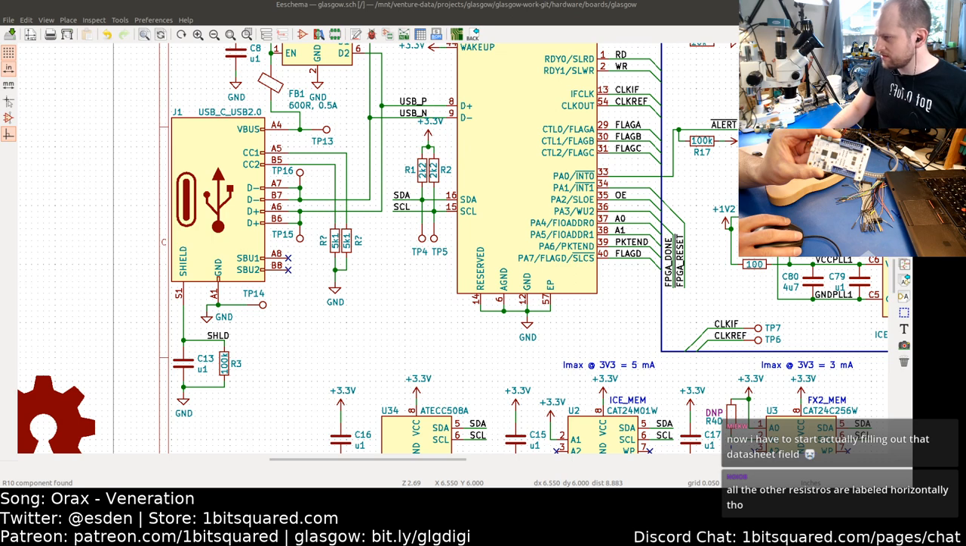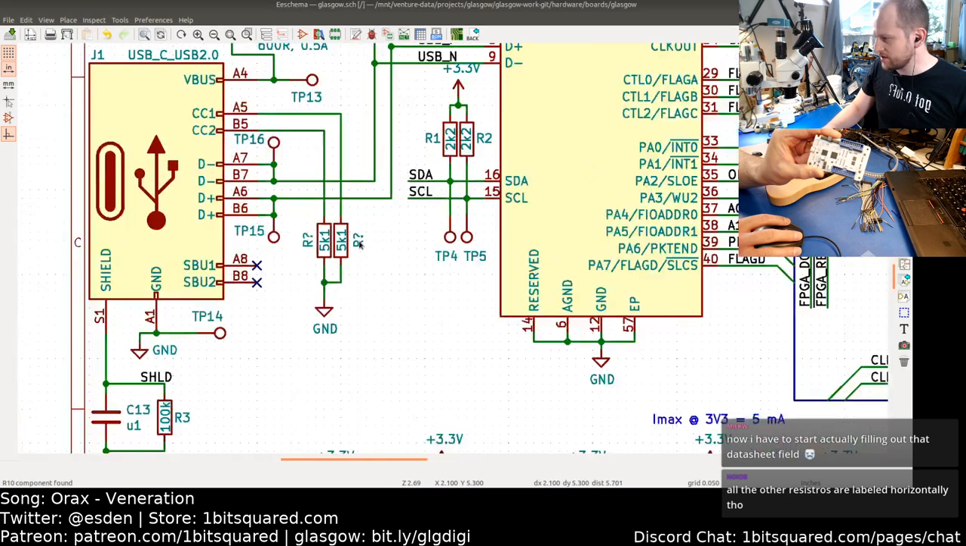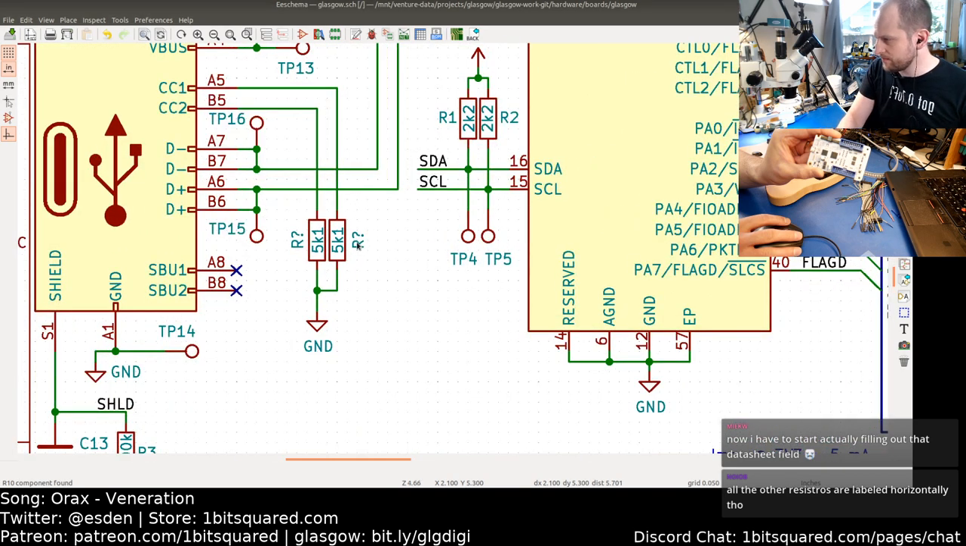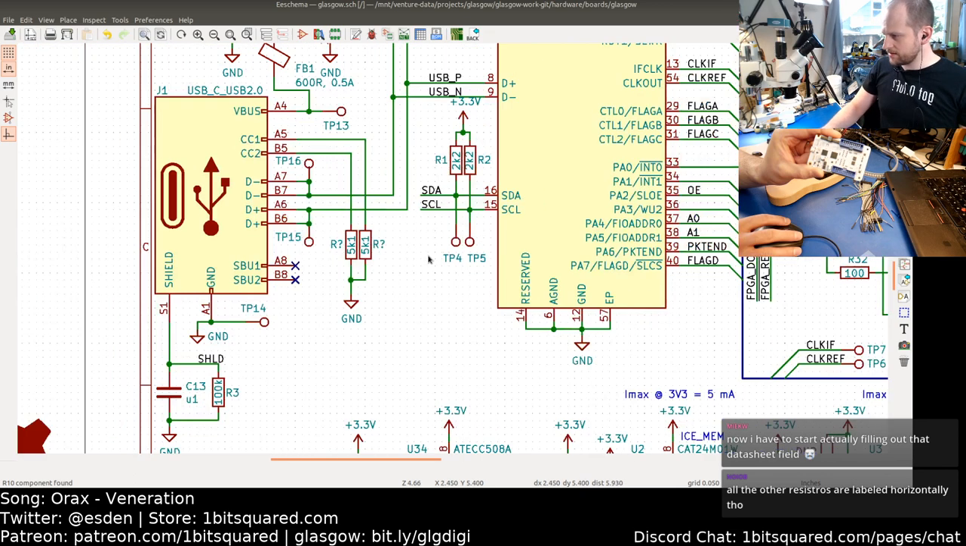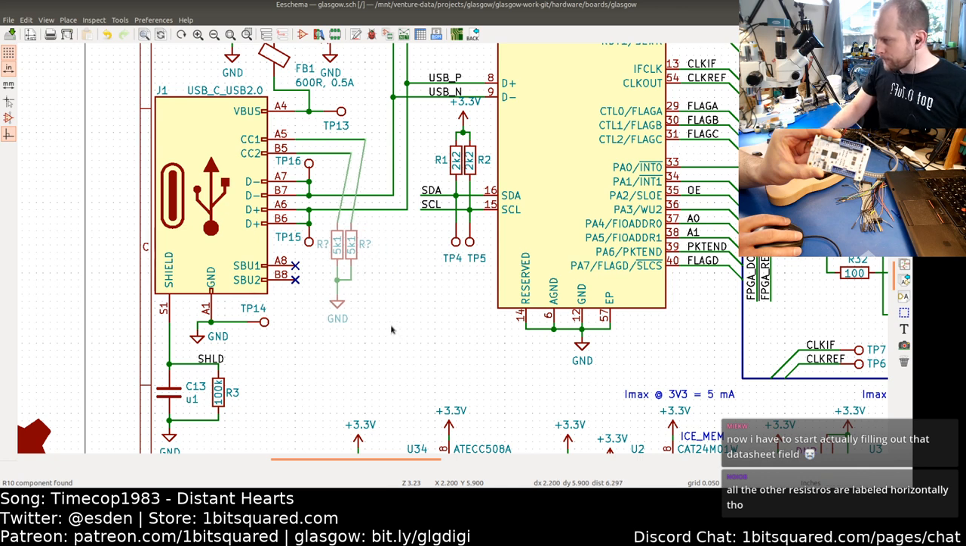Yeah, all the other is, well, oh yeah, the resistor, the labels, yeah, you're right. That's a good point. I can do this. That's all right. Yeah, you are correct, they are labeled, but the values are inside the square, so that's fine. That's good.